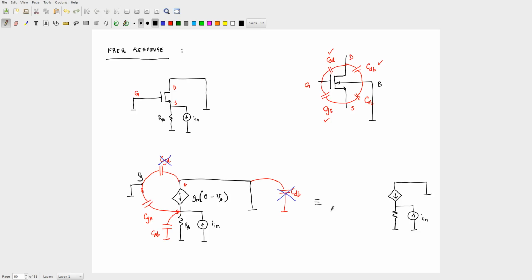Right? So both are in parallel, right? Does everyone see that? Anurag, do you see it? Yes? Okay, what are the two capacitors in parallel? CGS and CSB. Why is that?